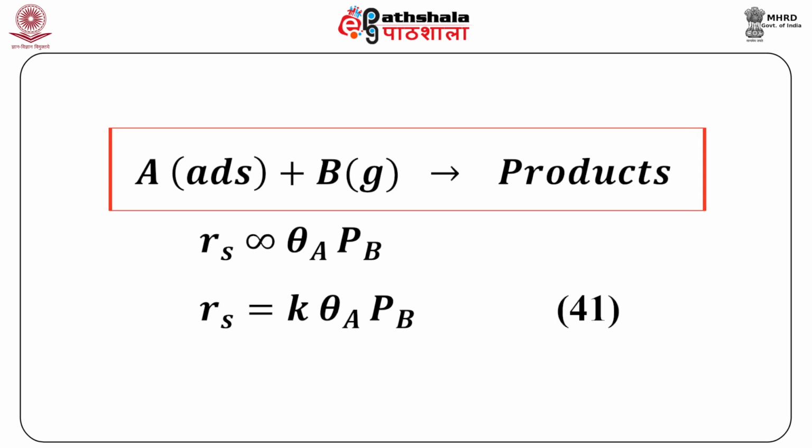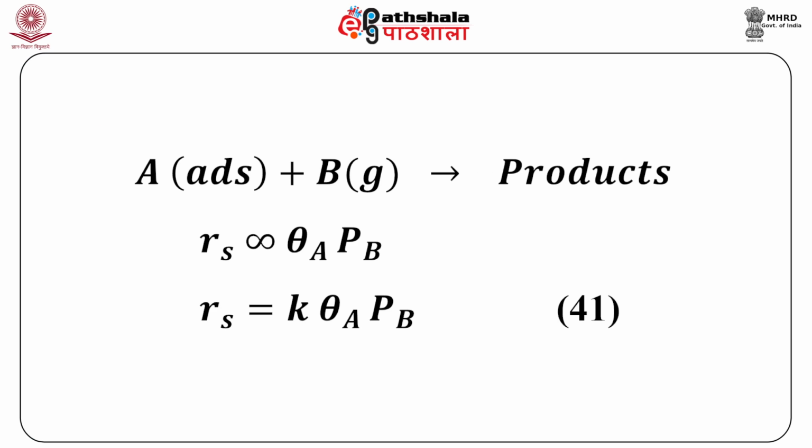In case of the Eley-Rideal mechanism, let us consider the following bimolecular reaction: A adsorbed plus B gaseous gives products. Since one of the reactants is in the gaseous phase, the rate of collision of B with the catalyst surface will be proportional to its partial pressure PB. Thus, the rate Rs is proportional to theta A into PB, or Rs is given by equation 41 as K times theta A into PB. The value of theta A can be substituted to get the desired rate law. In the cases where the reaction molecules undergo dissociation, the appropriate value of theta A discussed in earlier modules will have to be substituted to get the rate law.